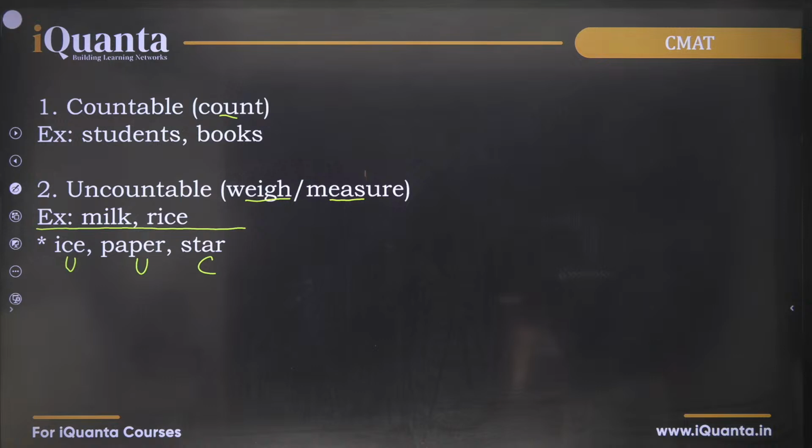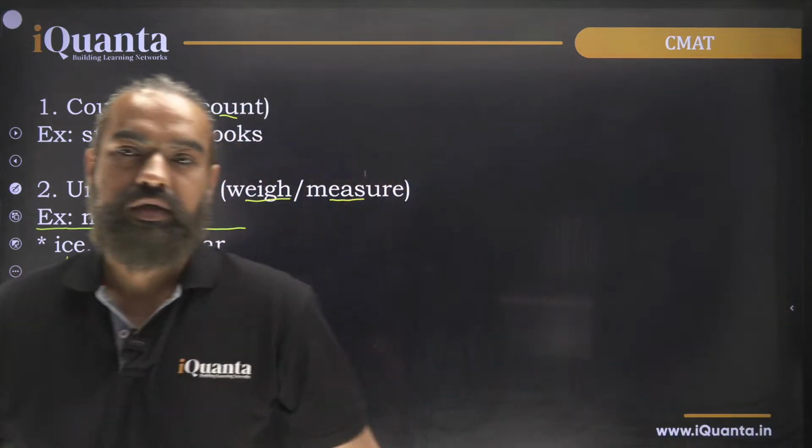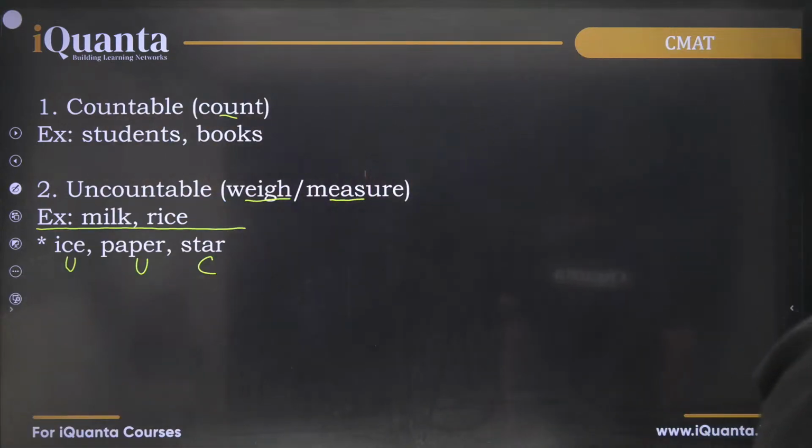I hope this is clear. If it's clear, give me a yes. We can move forward then. I'm waiting for your approval to move forward. Cool, great. So that's it for nouns.